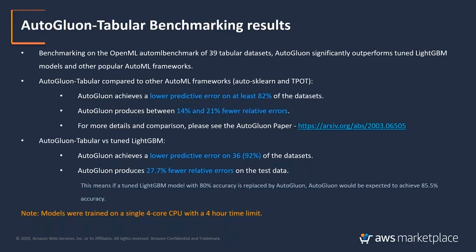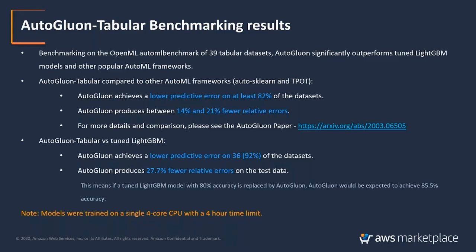And then with AutoGluon-Tabular versus tuned LightGBM, AutoGluon achieves lower predictive error on 36, or 92%, of the datasets and produces 27.7% fewer relative errors on the test data. So what this means is that if you get a LightGBM model with 80% accuracy and you just replace that with AutoGluon with no changes, you would expect AutoGluon to achieve about 85.5% accuracy based off of this benchmark on average. That's a huge improvement.